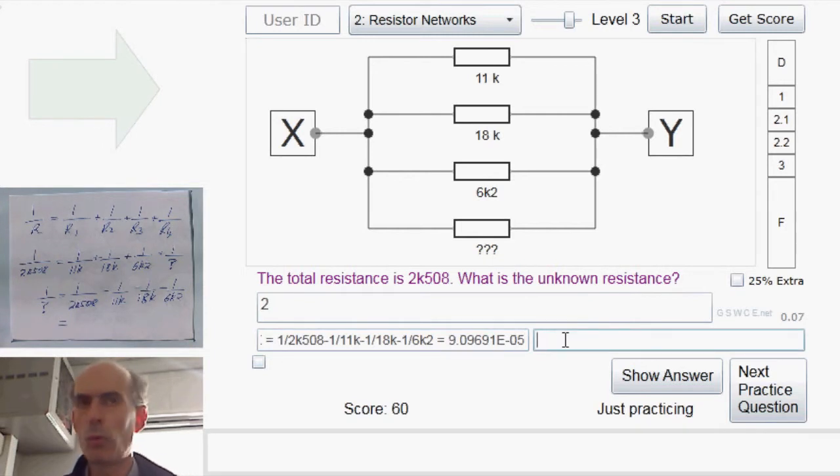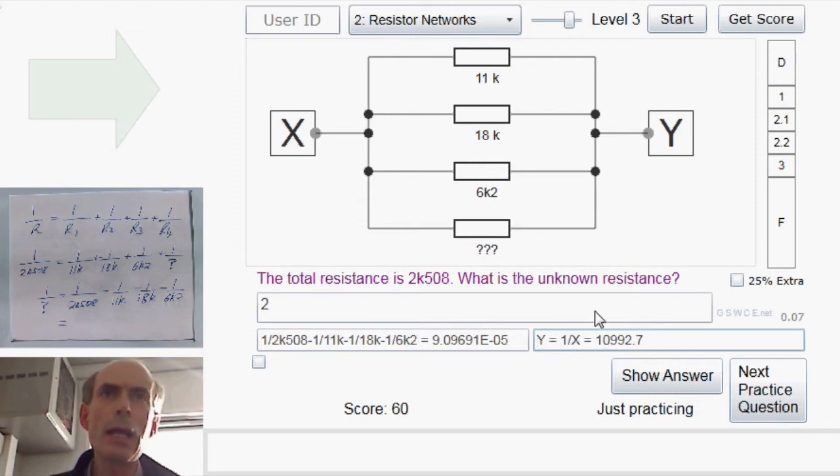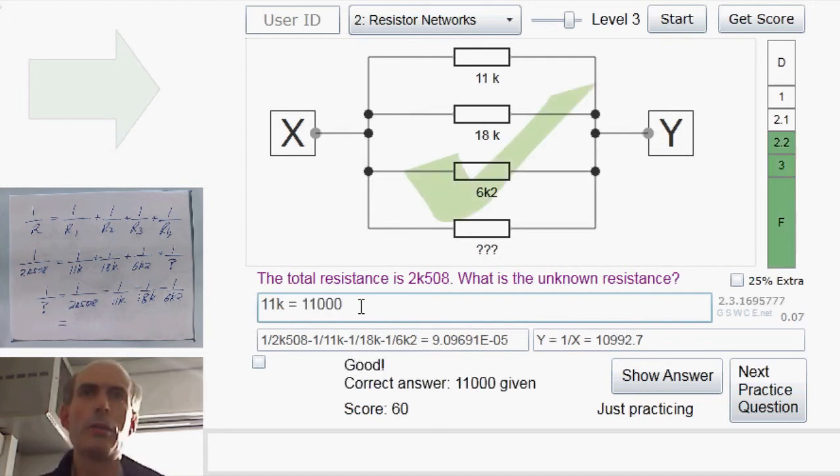So if we just go 1 over x, because this has now been evaluated and put equal to x, it's in this x box, 1 over x would be, within the accuracy to which you can work, equal to 11,000. So we could be fairly confident that the unknown resistor is another 11K resistor. And indeed we would be right. Okay, that's level 3. Level 4 this time, I'll leave to you.